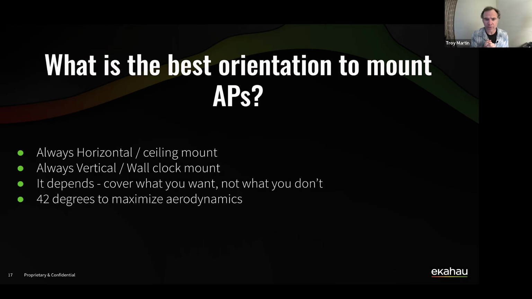Or maybe you default to 42, right? It depends. Or you think more about the propagation of the RF pattern, right? Where it's going, buying into the mantra, cover what you want, not what you don't want, right? Or do you just tilt all of your access points or antennas to a sleek aerodynamic 42-degree angle to maximize the bleed, the RF propagation as it burns past the access point? So I'm curious to see where everyone lands in this poll.